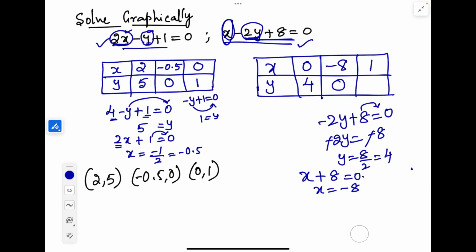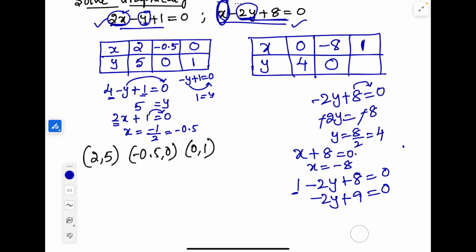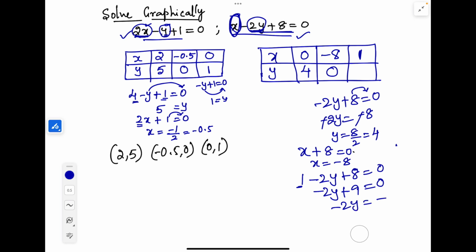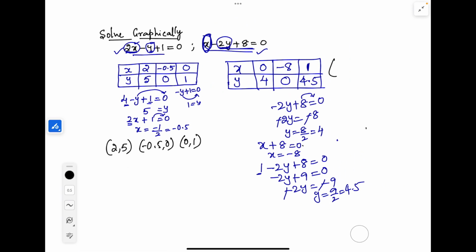Let us take x value as 1. If we take x value as 1, what we will get? 1 minus 2y plus 8 is equal to 0. Minus 2y plus 8 plus 1, which will become plus 9, is equal to 0. Or minus 2y is equal to minus 9, or y will become 9 by 2, which is 4.5. Now let us write these points as ordered pairs: 0 comma 4, minus 8 comma 0, 1 comma 4.5.